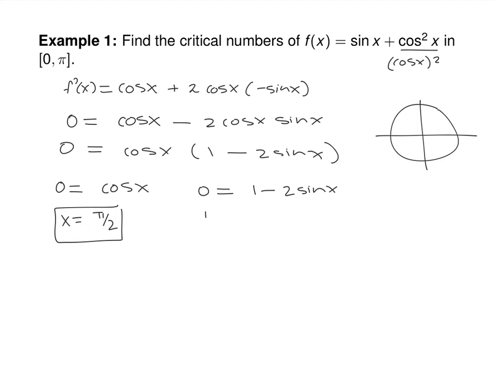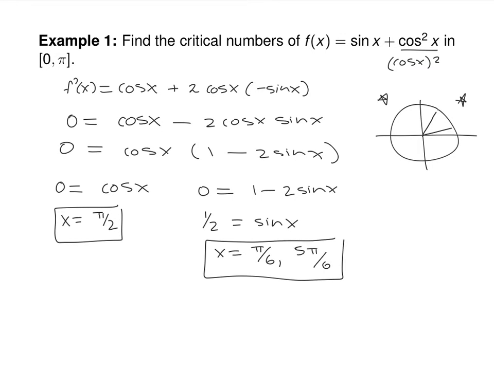This next part will be 1/2 equals sine x, right? And that will happen in quadrant 1 and quadrant 2, right? Yep. Pi over 6 and 5 pi over 6. Very good. Is that all right? Okay.